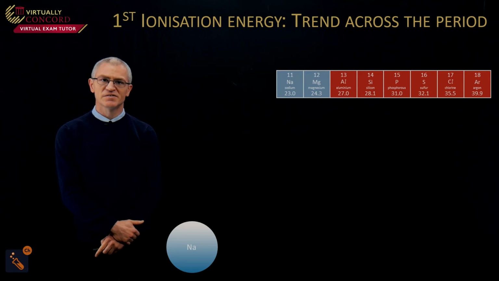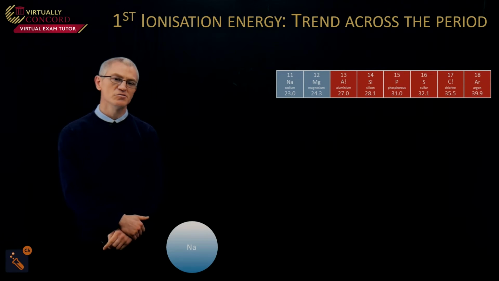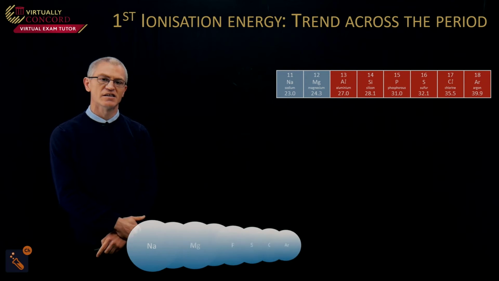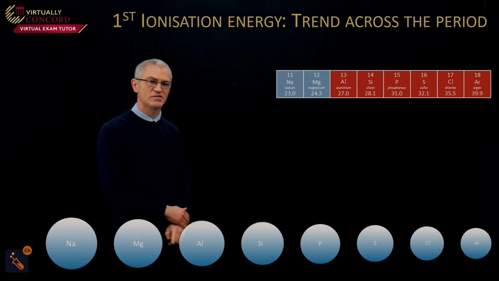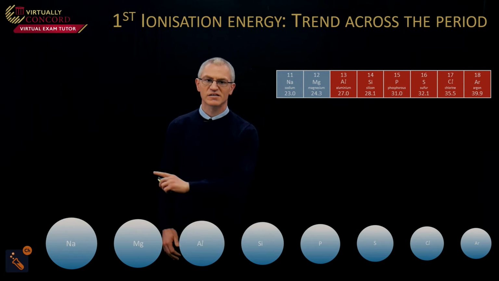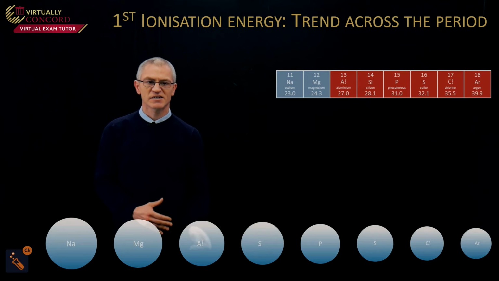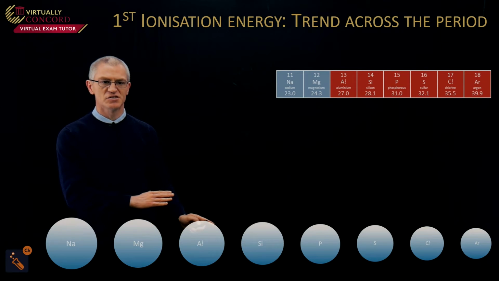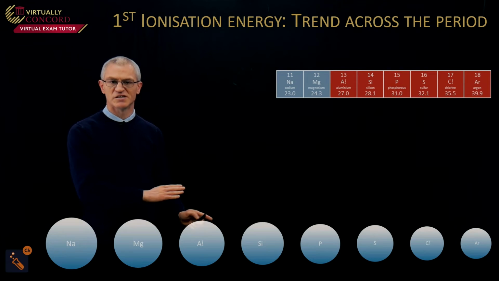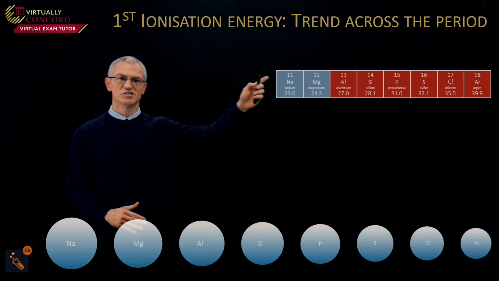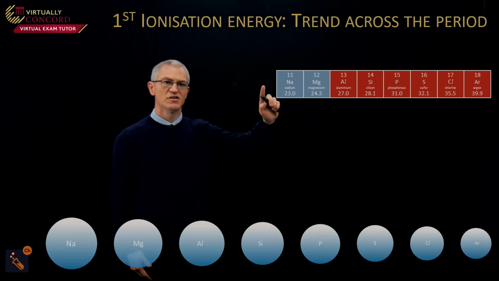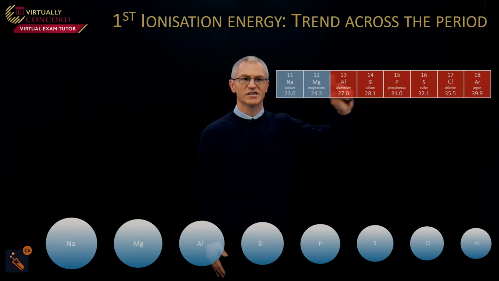Now let's look at the trend in first ionisation energy across the period. We know from our previous slide that as you go across the period, the radius is going to get smaller. It's going to decrease. As we go across this period, with the 3 examples that we've got here, we're definitely going to get smaller.